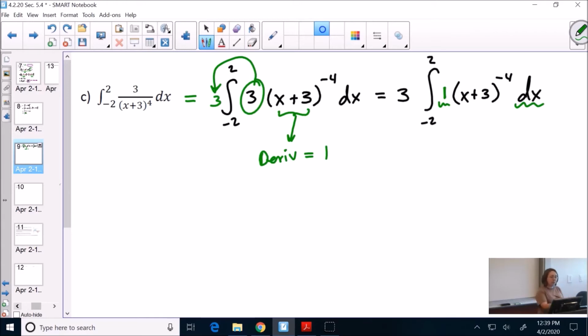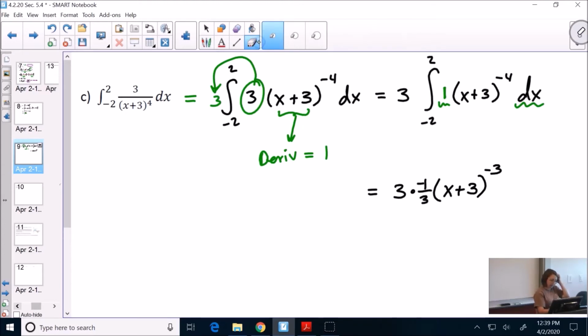When you do the antiderivative, we just have to do the power rule and keep that 3 in front. So x plus 3, add 1 to the power, and then multiply by the reciprocal power. So we get the negative on the reciprocal. Hoping this all makes sense to you all. I don't have you here, so I can't ask you. Email me if you have questions. 3's cancel.